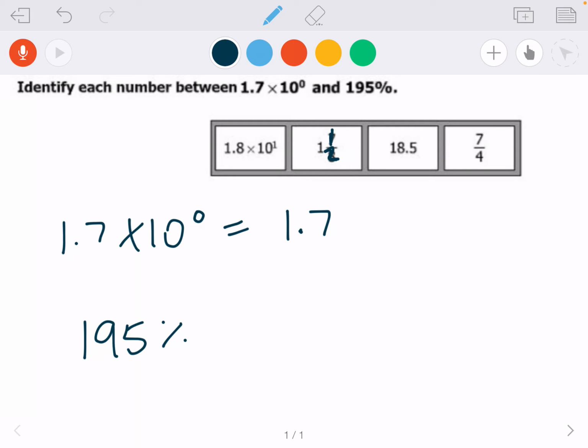The next number we need to look at is 195%. My decimal point on any whole number is at the very end. So 195%, 195, that decimal is right there. When we're changing a percent to a decimal, we need to move our decimal 2 places to the left. 1, 2. So 195% as a decimal is 1.95. So we need to figure out which one of these numbers is in between 1.7 and 1.95.